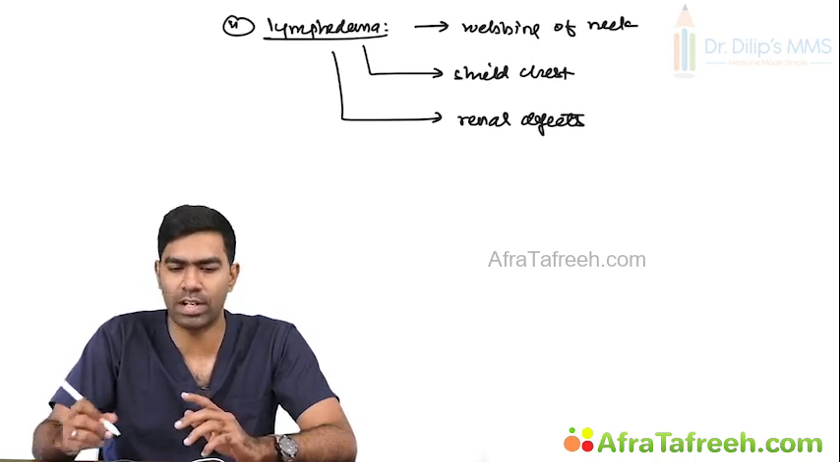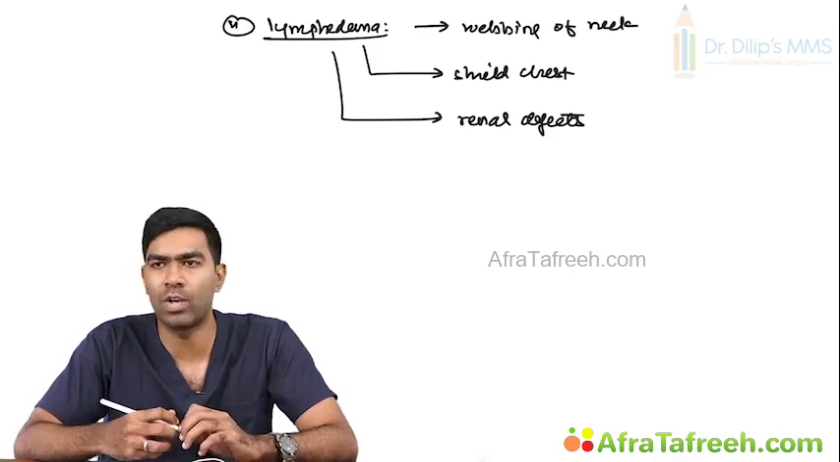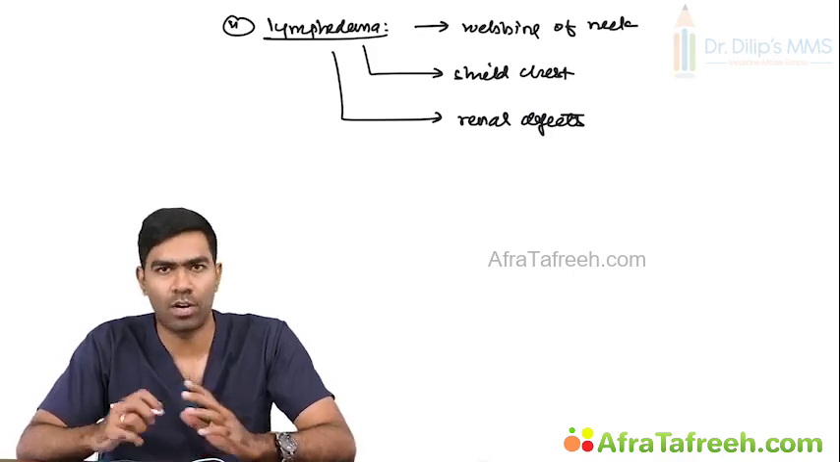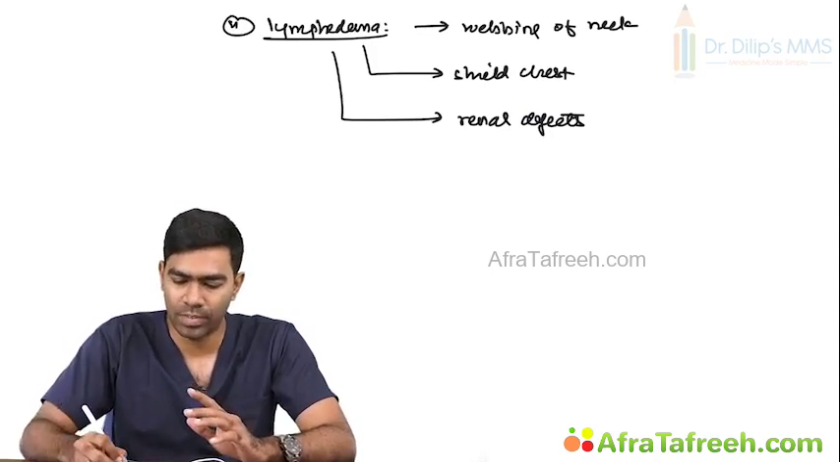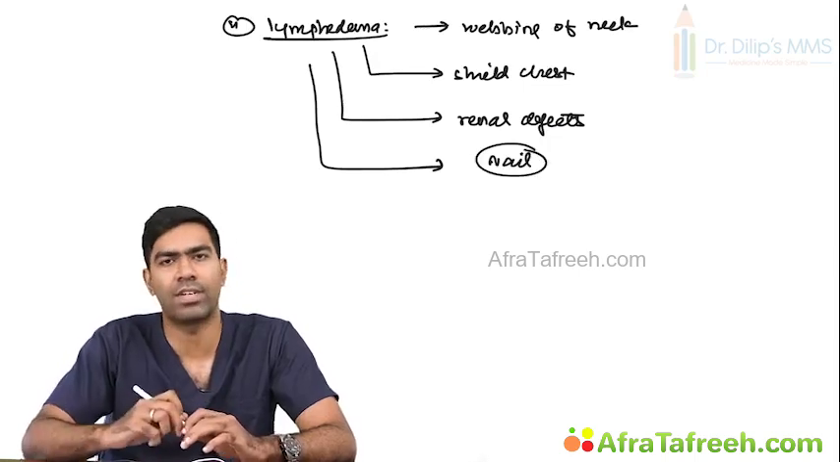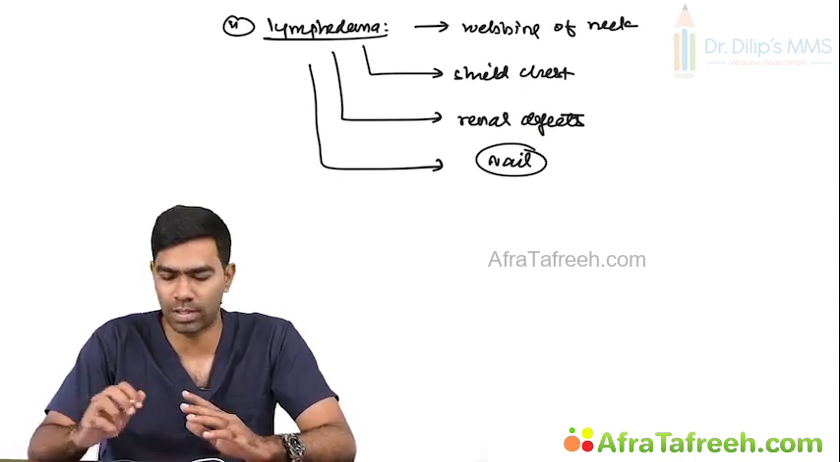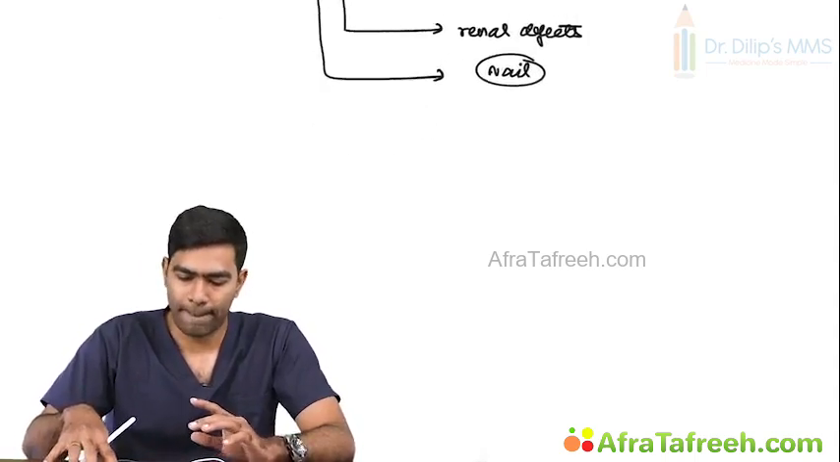There are a variety of renal defects that these patients might encounter, like horseshoe kidney, pelvic kidney, and unilateral renal agenesis. A lot of renal defects these patients might encounter, and this lymphedema is thought to be the reason for the development of the nail defects associated with Turner syndrome patients as well. So lymphedema is a very important thing to know.